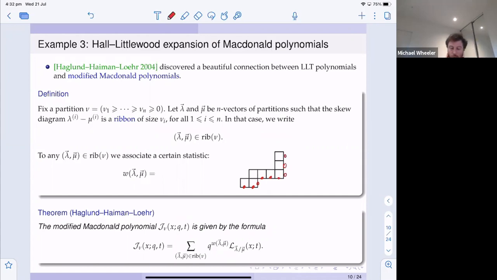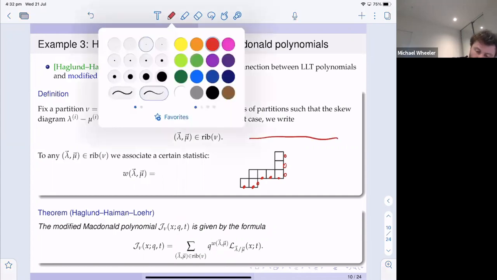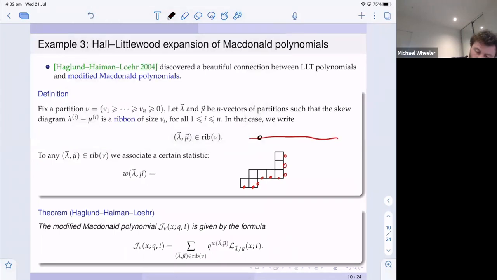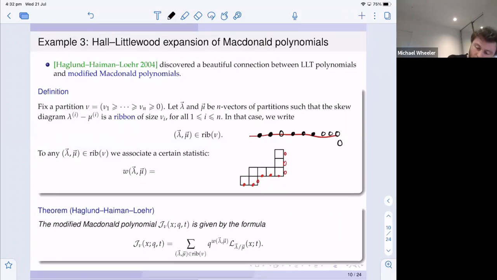So I have this sort of thing. This is just a mapping from the ribbon to its Maya diagram, essentially. And what you do then is you arrange those dots on a line. So maybe I'll have a different color. So I'll have a dot. This is going to be empty, then 3 dots, and then 3 empty spaces. And you label each of the sites by some integers. So this is going to be, let's say, 0, 1, 2, 3, 4, 5, 6, 7, 8.